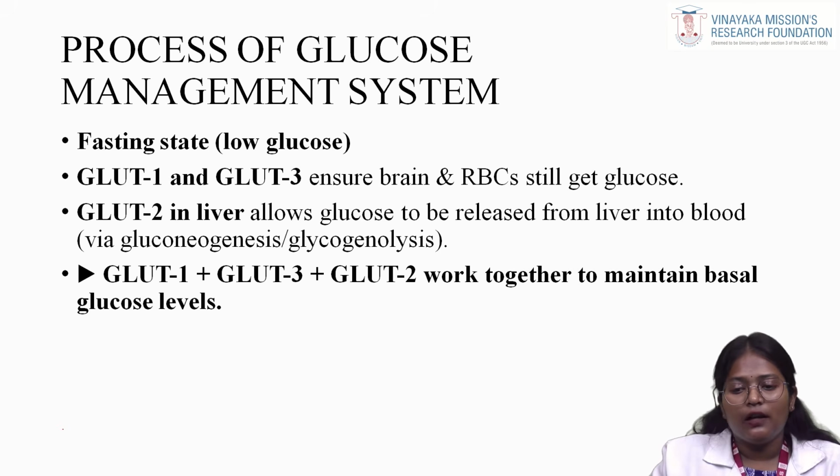So GLUT2 in the liver allows glucose to be released from the liver into the blood via gluconeogenesis or glycogenolysis. These are processes in biochemistry: gluconeogenesis, that is production of new glucose from non-carbohydrate sources, then glycogenolysis, that is breakdown of glycogen. So GLUT1, GLUT2 and GLUT3 work together to maintain basal glucose level. Whenever our body is in the fasting state, these three transporters work together to maintain the basal level of blood glucose.